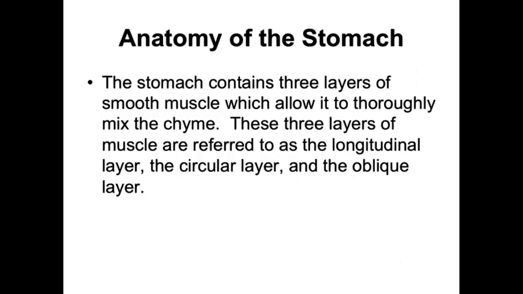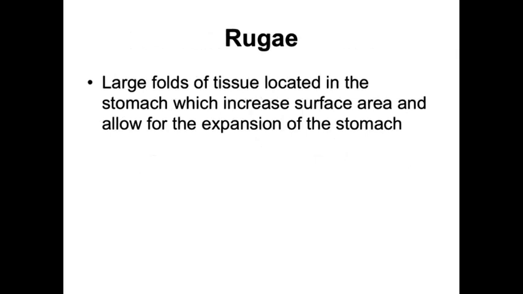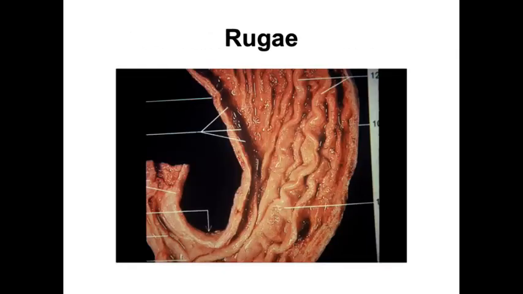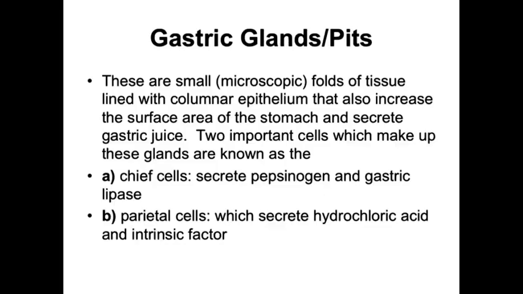And again, it has three layers of smooth muscle: the longitudinal layer, circular layer, and oblique layer. We showed you the rugae, which gives the stomach a little bit of room to expand. There's a good picture of the rugae of the stomach. And let's talk a little bit about the gastric glands and pits. Really important to understand what these cells are.